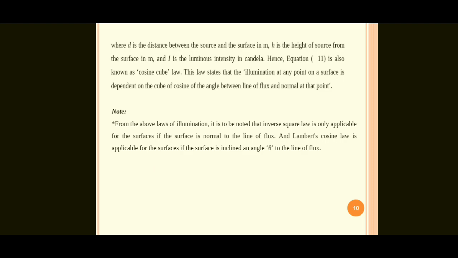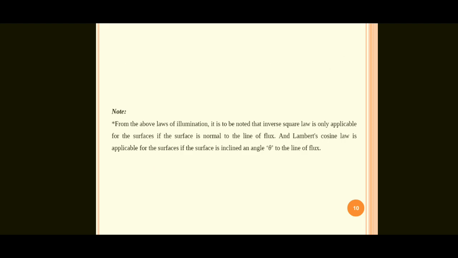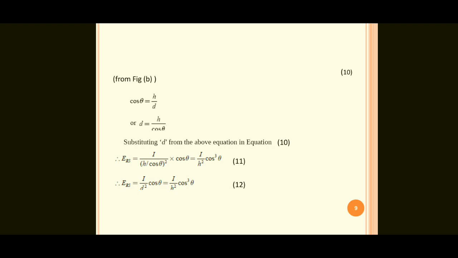Equation 11 is also known as the cosine cube law. This law states that illumination at any point on a surface is dependent on the cube of the cosine of the angle between the line of flux and the normal at the point. Here the cosine cube law means equation 11.